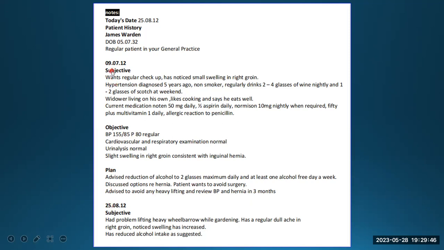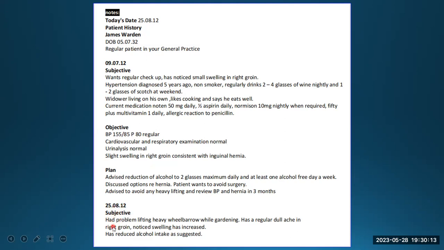But now he is presenting to me on 25 August. It's not after 3 months, and this is also today's date. So we will read this again. What's happening now? This first visit has finished. Now we have started the second visit.